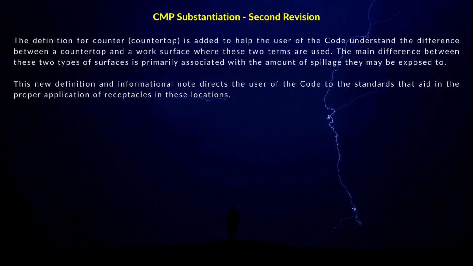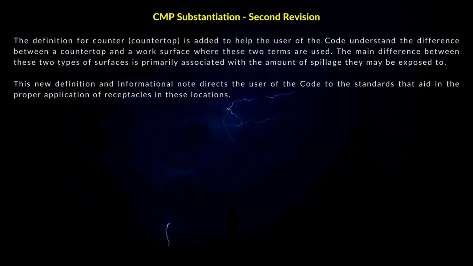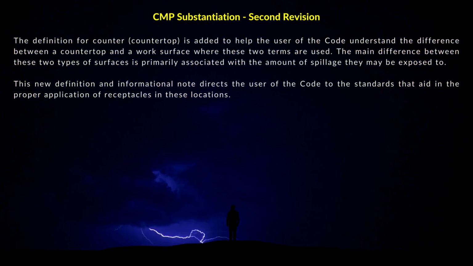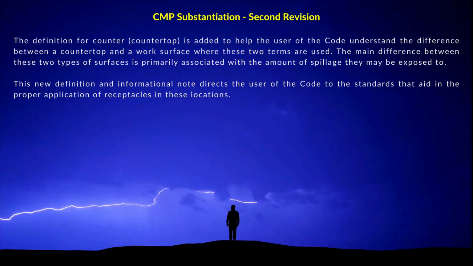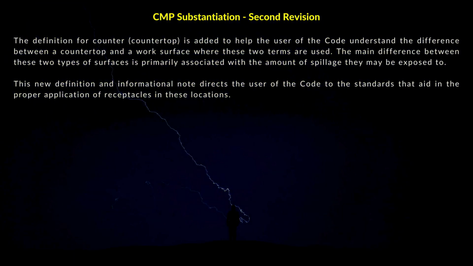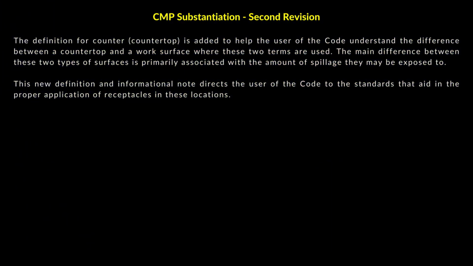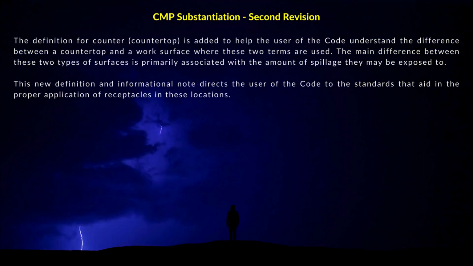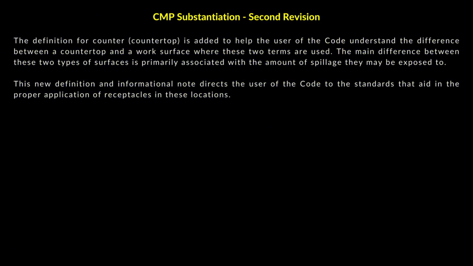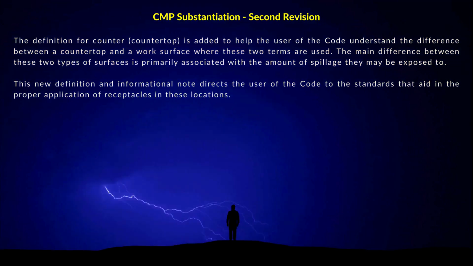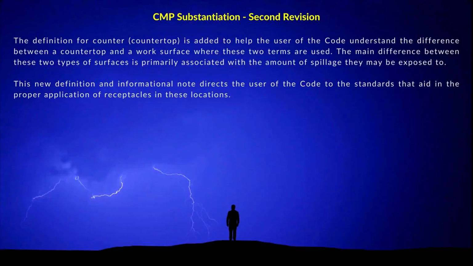The definition for countertop is added to help the user of the code understand the difference between a countertop and a work surface where these two terms are used. The main difference between these two types of surfaces is primarily associated with the amount of spillage they may be exposed to. This new definition and informational note directs the user of the code to the standards that aid in the proper application of receptacles in these locations.